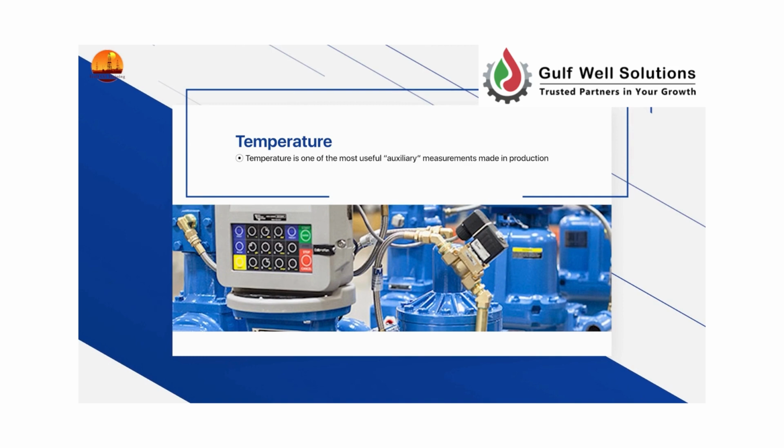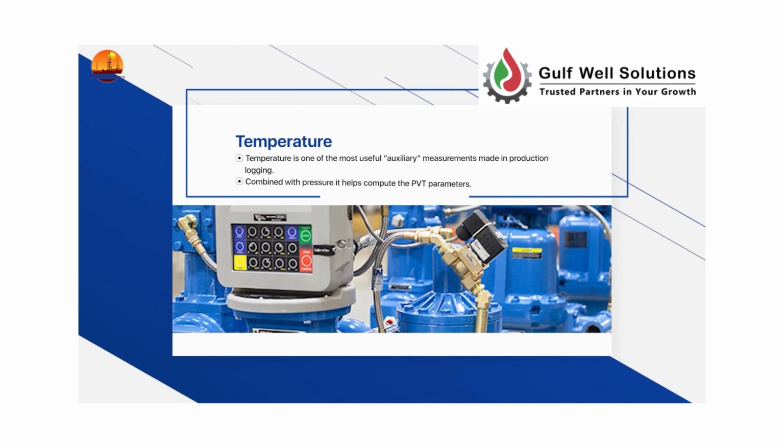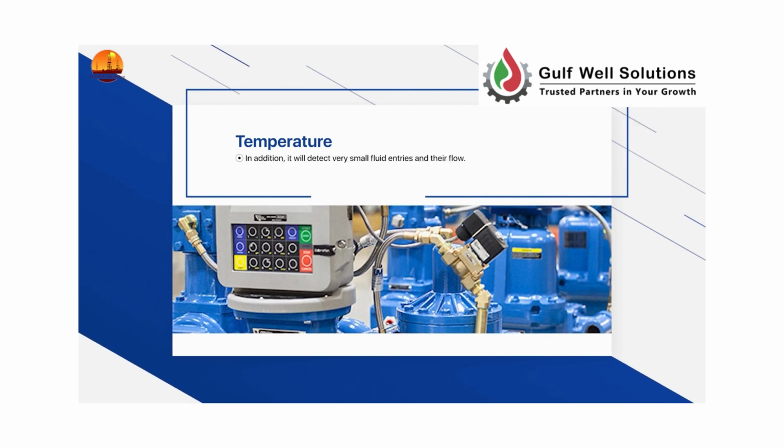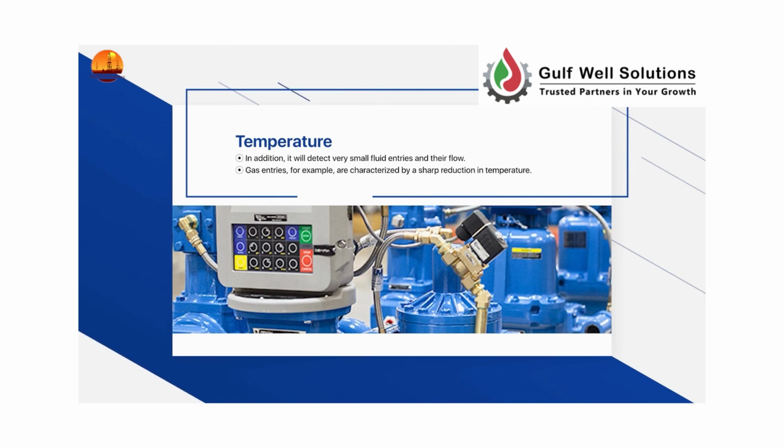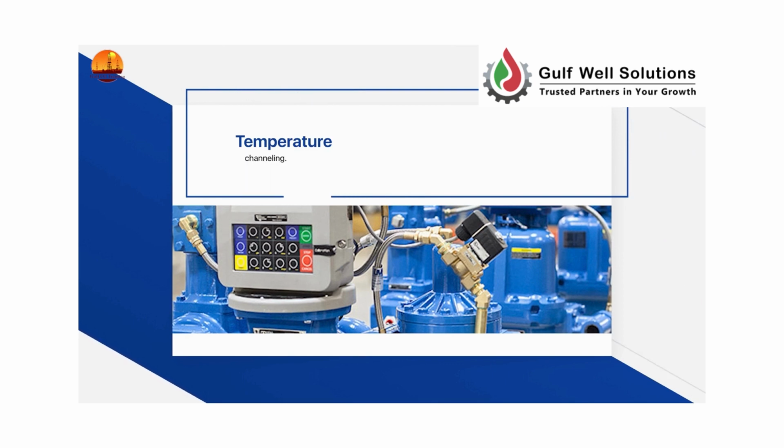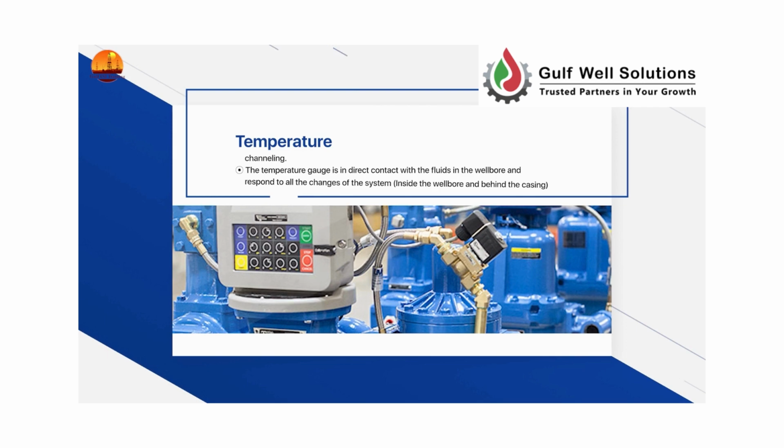Temperature. Temperature is one of the most useful auxiliary measurements made in production logging. Combined with pressure, it helps compute the PVT parameters. In addition, it will detect very small fluid entries and their flow. Gas entries, for example, are characterized by a sharp reduction in temperature. It is the only tool in the string that sees behind casing, hence it will detect channeling. The temperature gauge is in direct contact with the fluids in the wellbore and responds to all the changes of the system, inside the wellbore and behind the casing.